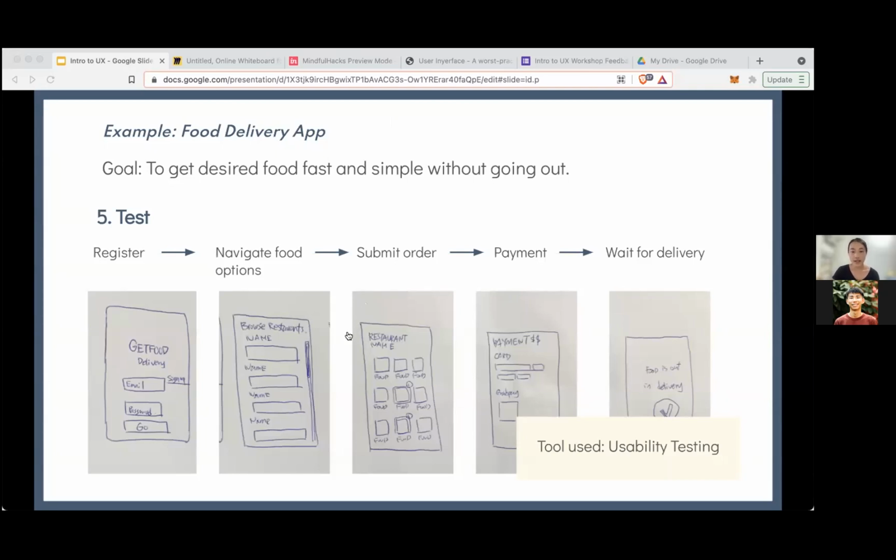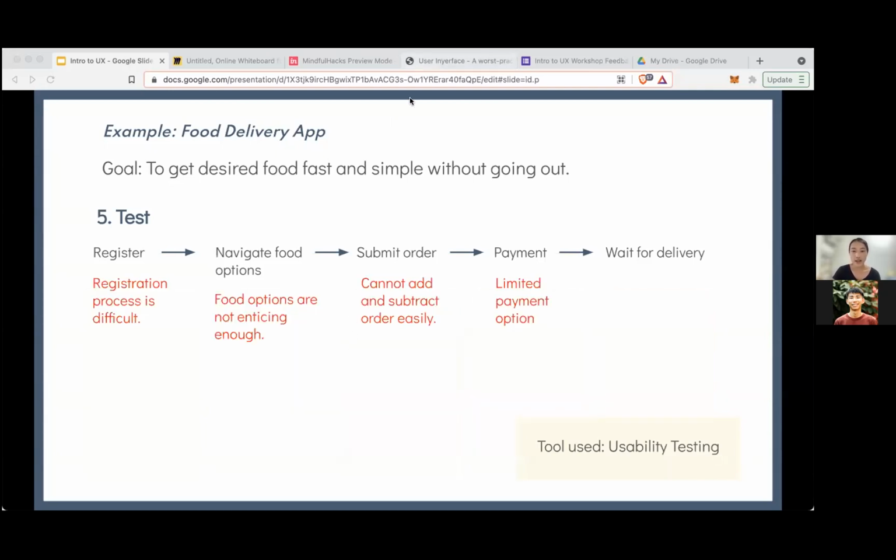And after the testing, the designer found out that there are so many issues that occurred during the testing. So there are so many issues in this prototype, and he or she is kind of really panicked because why are there so many issues?